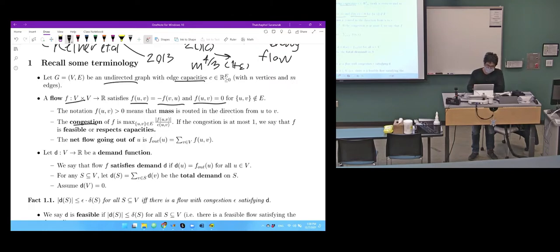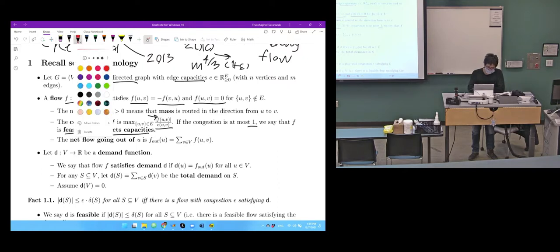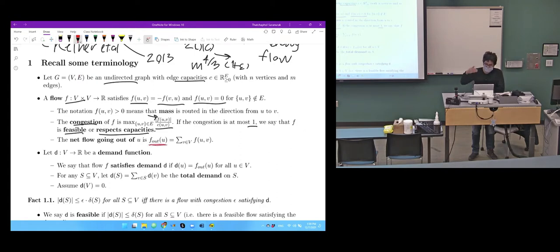And we talk about congestion like before. Congestion is just the maximum amount of flow compared to its capacity. If the congestion is at most 1, we say that the flow is feasible, or it respects capacity. And I will talk about this too: the net flow that goes out of a node is just summing over all nodes incident to U, the flow from U to other nodes.